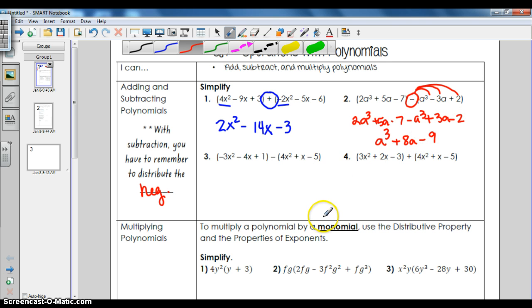So if you want to go ahead and do 3 and 4, pause, practice those if you feel like you need to, and then check when you're ready. All right, so go ahead and double check your answers for 3 and 4.